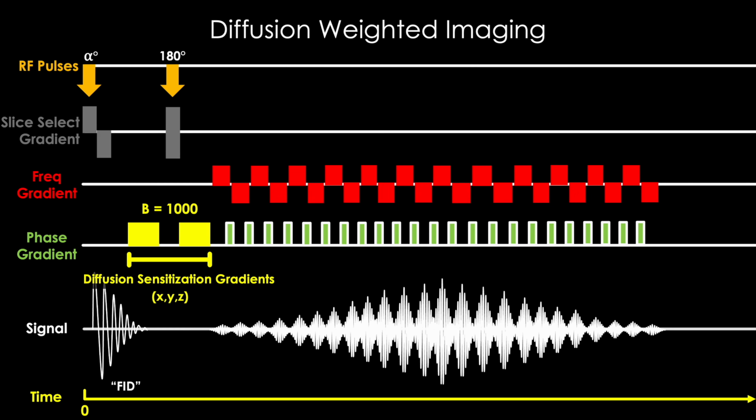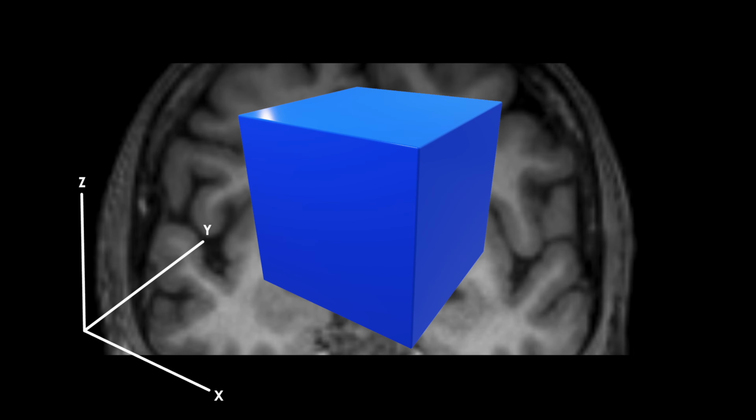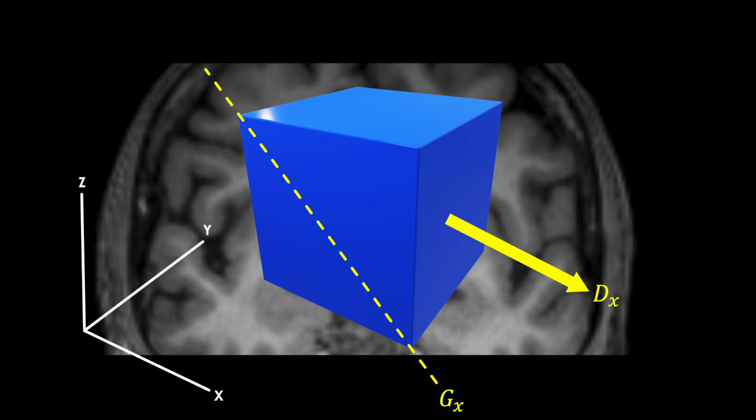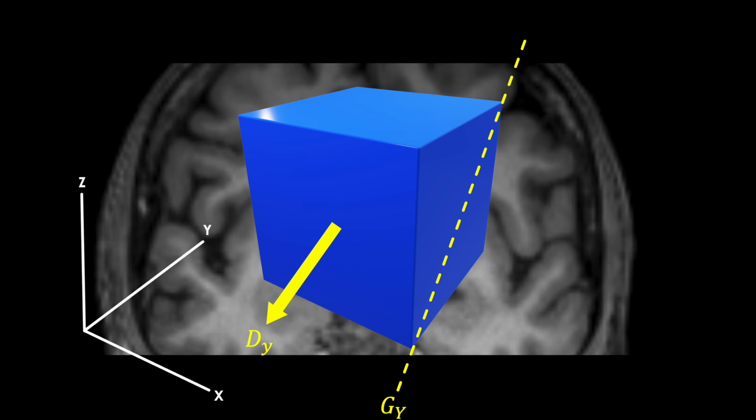Once while applying our diffusion gradient across the x-axis, once across the y-axis, and once across the z-axis. Let's illustrate this on our cube of matter. We run this sequence with our diffusion gradient along the x-axis, and this helps us detect diffusion along the x direction. We next run our sequence again, except with our diffusion gradient along the y-axis, and with this we will detect diffusion in the y direction.